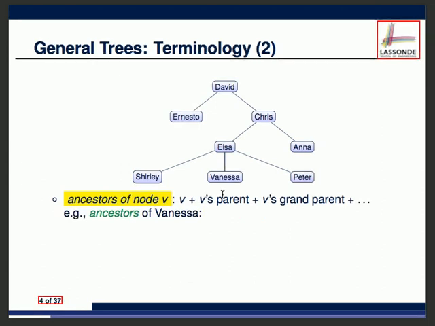Elsa, Chris, David, and Vanessa, right? Don't forget herself. Don't forget, okay? It's very easy to get missed. Who are the ancestors for David? David, exactly. Very good, you got it.